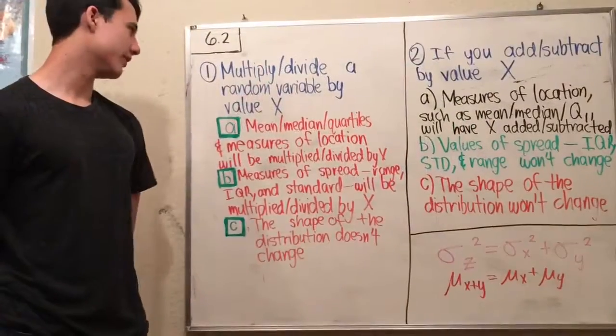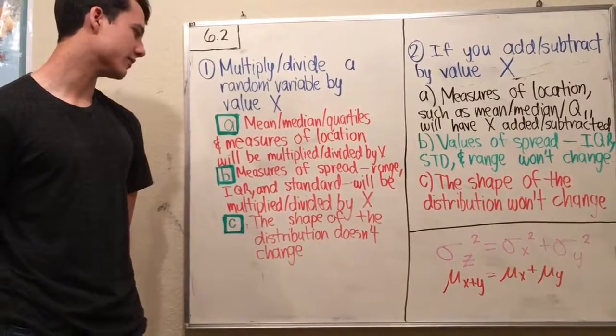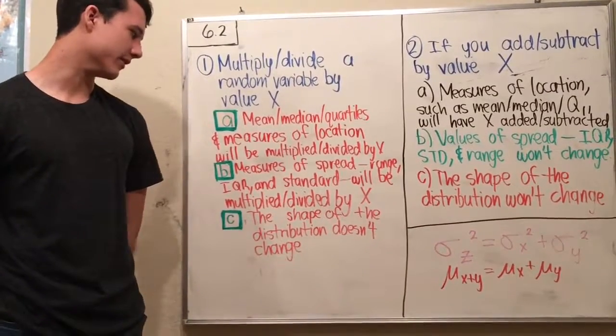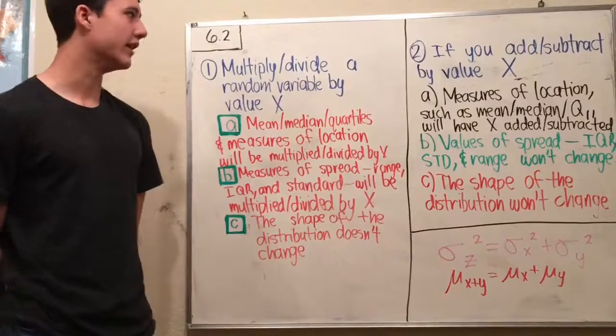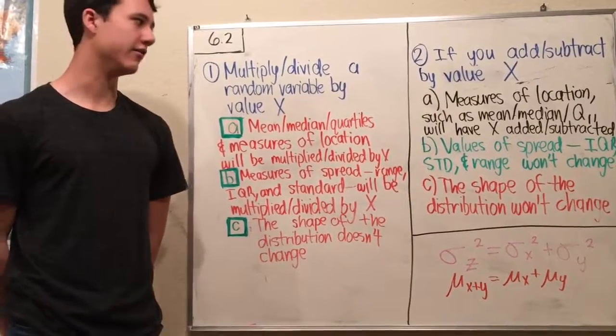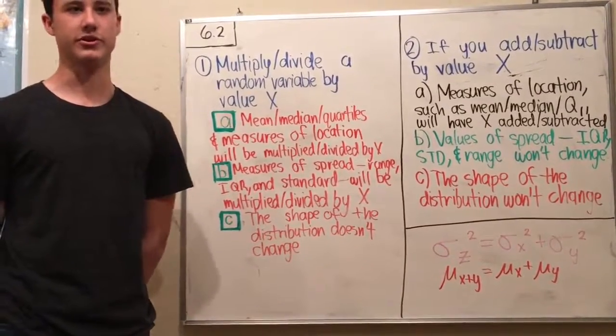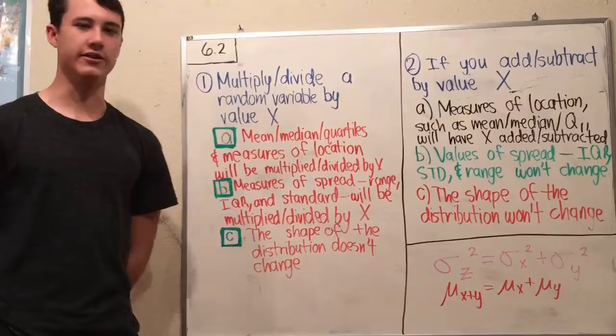When we multiply or divide a random variable by a value x, measures of location and measures of spread will be multiplied or divided by x, but the shape of the distribution will not change. And if you add or subtract a value x, measures of location will have x added or subtracted, but measures of spread and the shape of the distribution will not change. All of these are considered linear transformations.